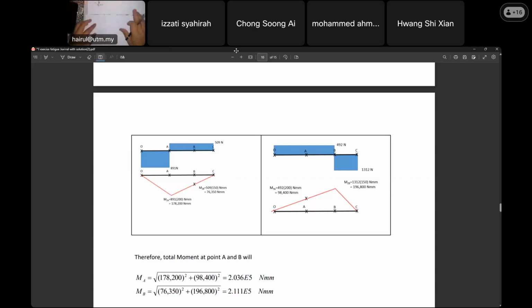So here, you have to check both. Moment at A. Moment at A is moment at A XY plane square plus moment at A XZ plane square. Tahu kan? Okay, moment at A at XY plane, we know 178,200 square. But moment at A XZ, macam mana? How do you solve this thing, class?